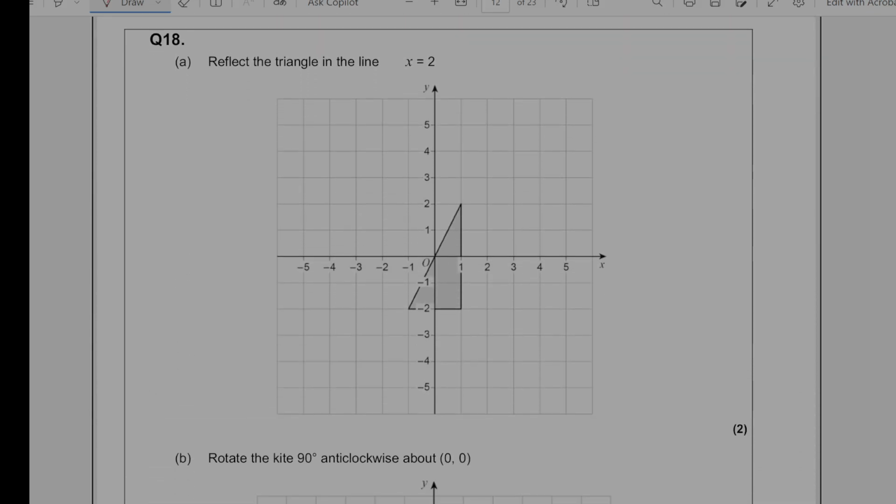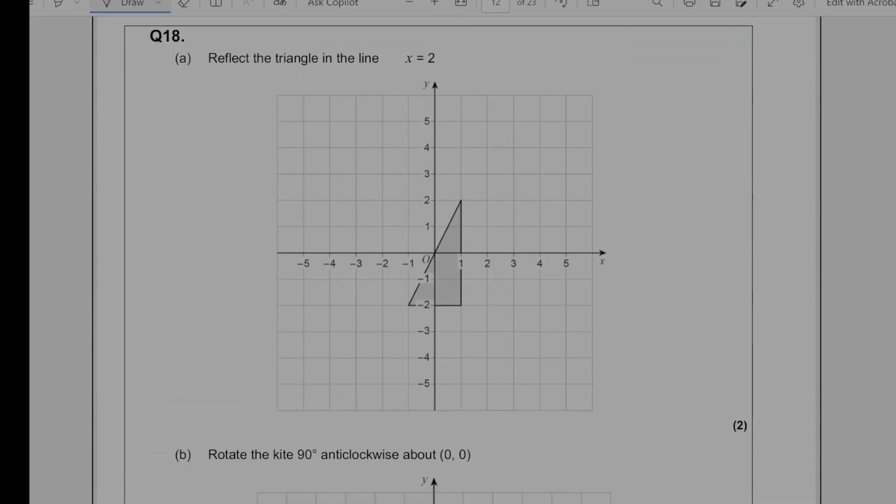Okay, question 18. Reflect the triangle in the line x is equal to 2. So x is equal to 2 would be this line here. So if we're reflecting in that line, it's got to be here, here, and here. So that's going to be my reflection.